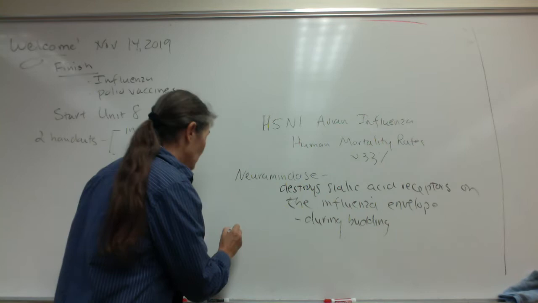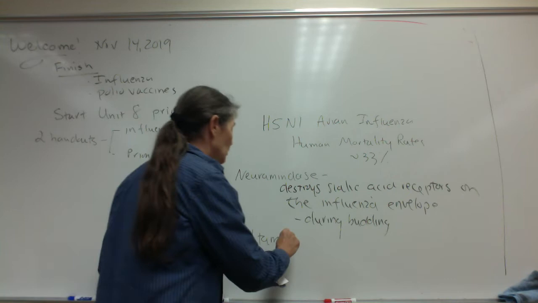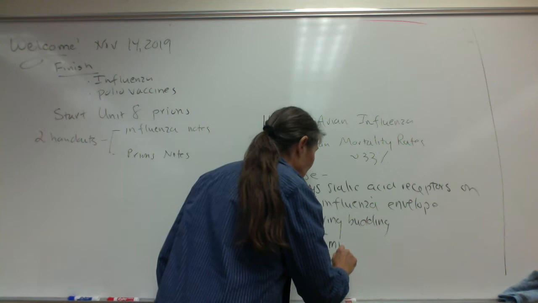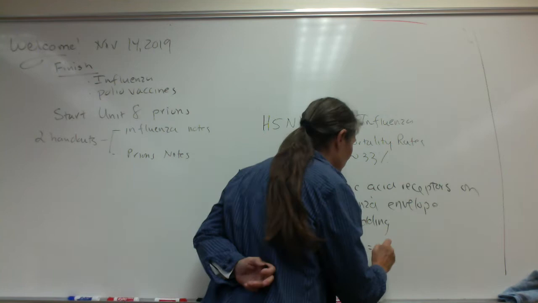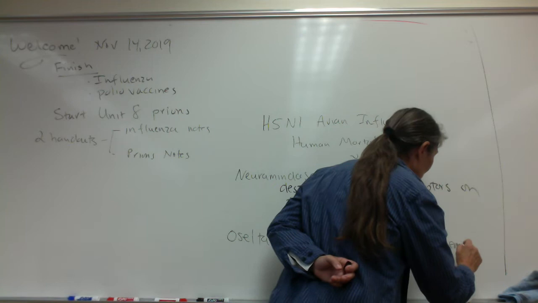Have you guys heard of oseltamivir or Tamiflu? Does that ring a bell, folks? Guess what Tamiflu does? It inhibits the neuraminidase. Isn't that awesome? That's so exciting, right? So the oseltamivir, the Tamiflu, it inhibits the influenza neuraminidase. So why would that help?